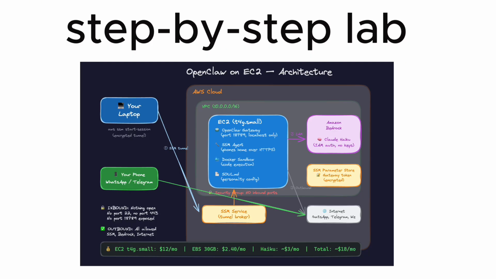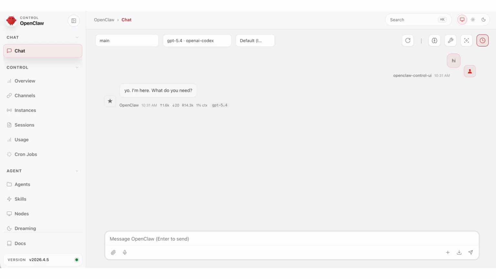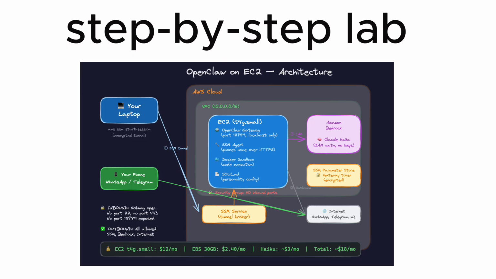If you want to deploy OpenClaw on AWS, this is the best and most secure way to do it. We're using the AWS command line interface, or the AWS CLI, and CloudFormation. 6 commands total. No console, no SSH keys, no ports open to the internet. Everything goes through SSM Session Manager, which is the secure way to connect to EC2.